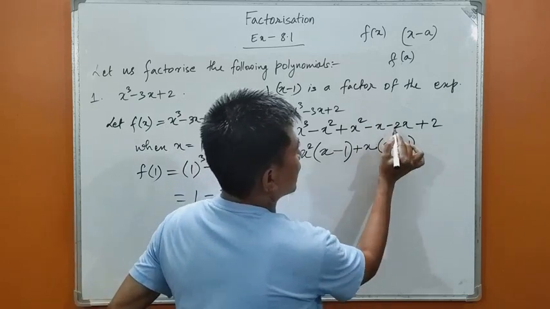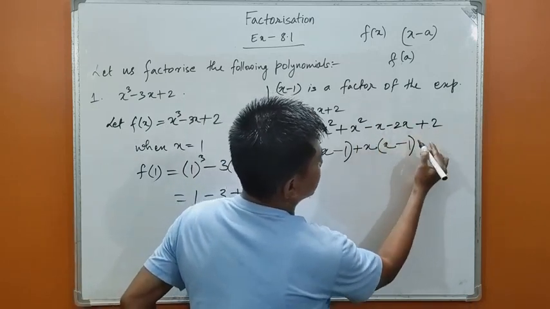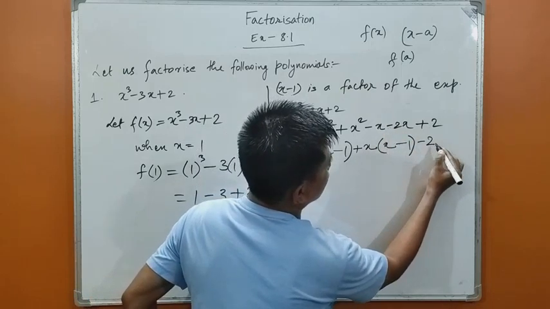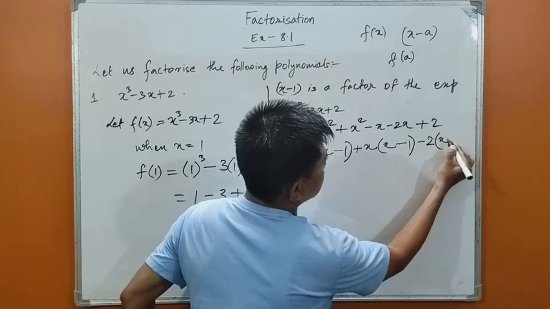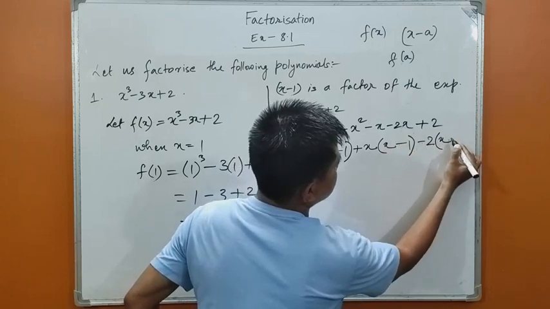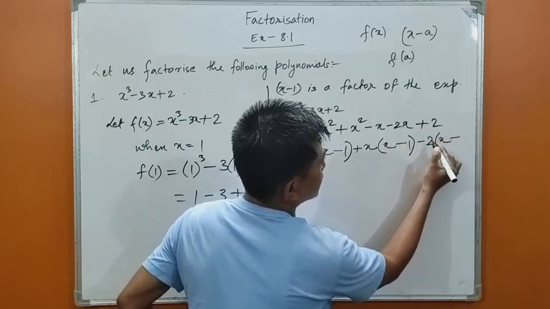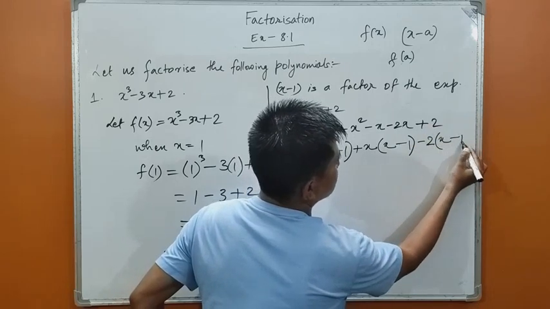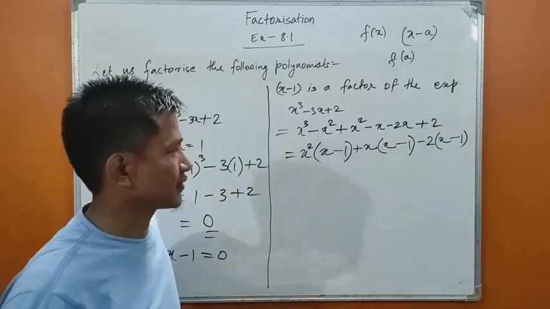Okay. Now here we have 2 common, isn't it? So this minus comes here. Now we have 2 common. 2 into x is 2x. Minus into minus is plus. 2 1s are 2. Are you getting me? Yes.